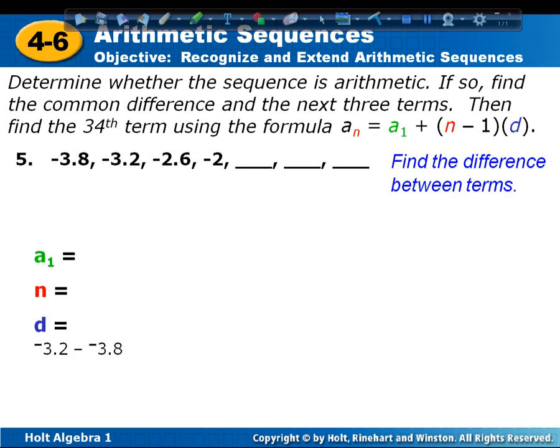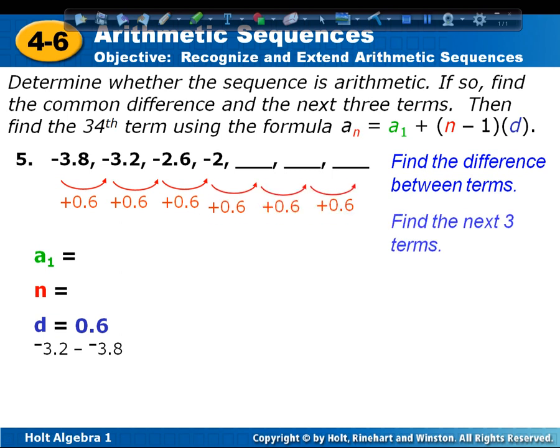All right, here's number 5. Negative 3.8, negative 3.2, negative 2.6, and negative 2. Our common difference here is 0.6, because I'm adding 0.6 each time. Again, if I don't know that, I say negative 3.2 minus negative 3.8 to find the common difference of 0.6.